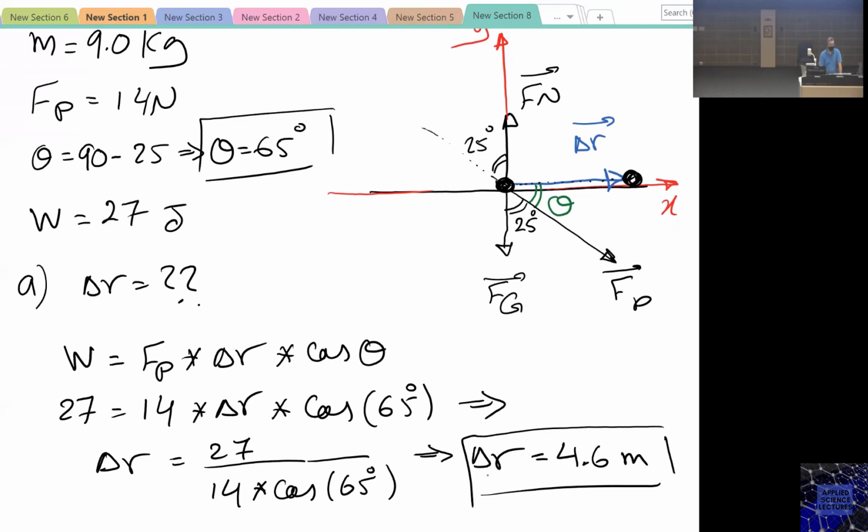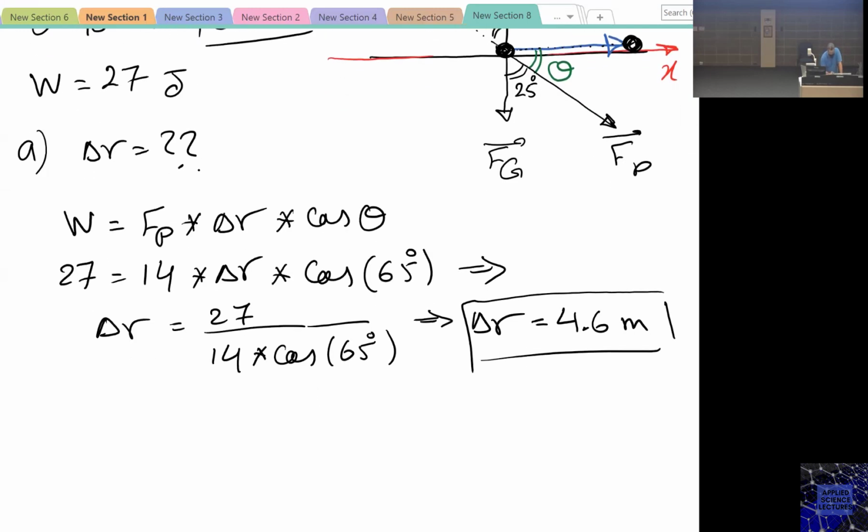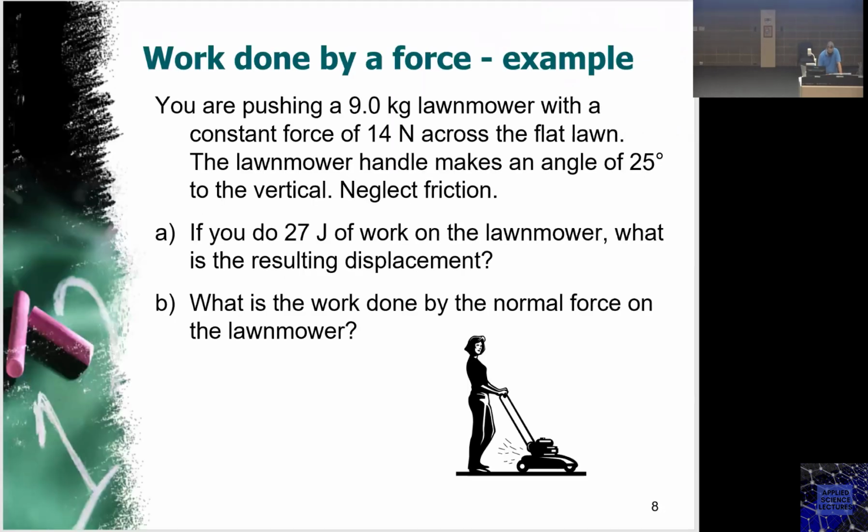This is the displacement. This is the magnitude of the displacement. And keep in mind that displacement as a vector is pointing in the east direction. That's as a vector. So that's part A. What about part B? In part B, we need to calculate the work done by the normal force on the lawnmower.